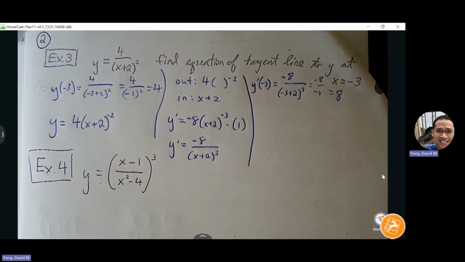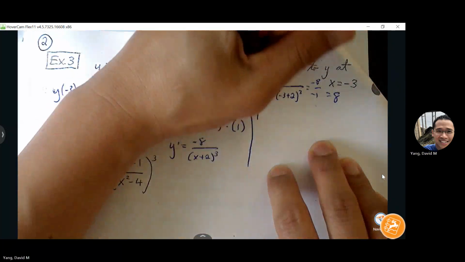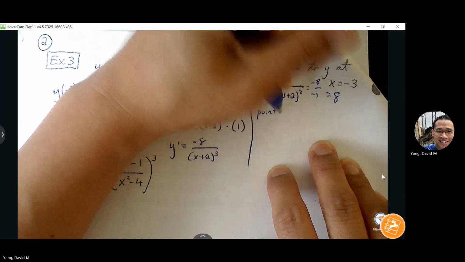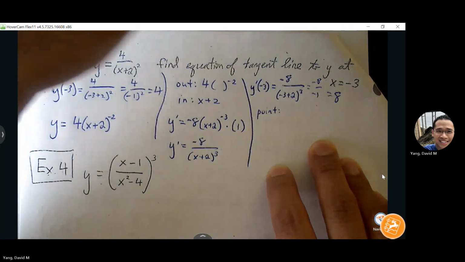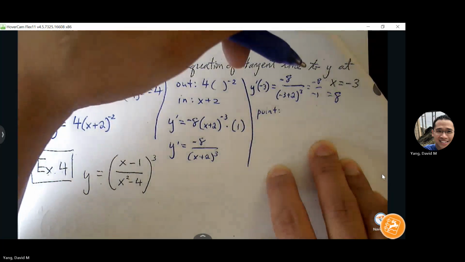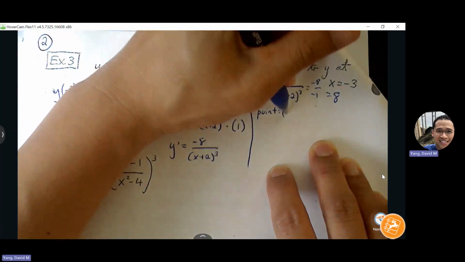You put it in point slope form. Yep, now with point slope form. Yep. So we have our ordered pair, which is -3, 4.